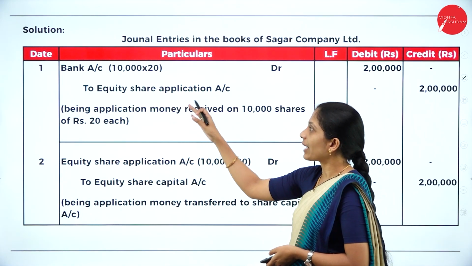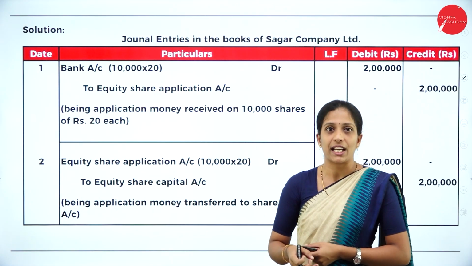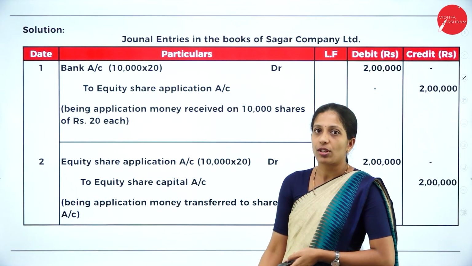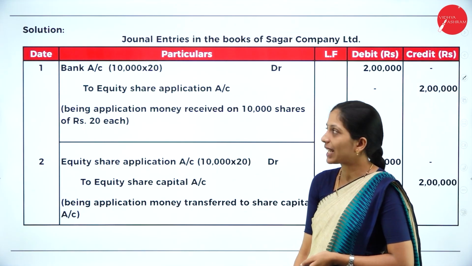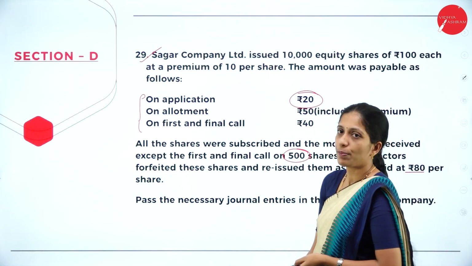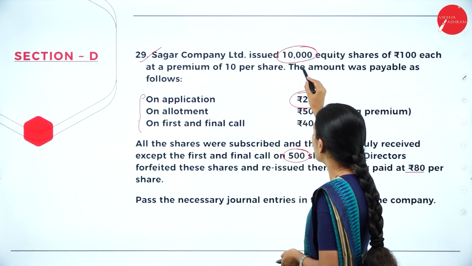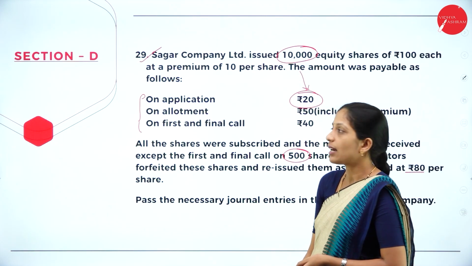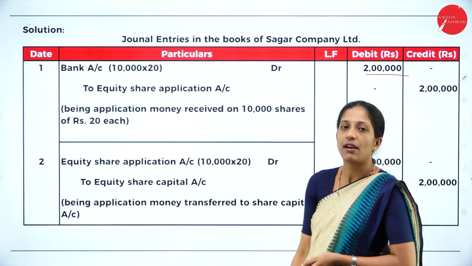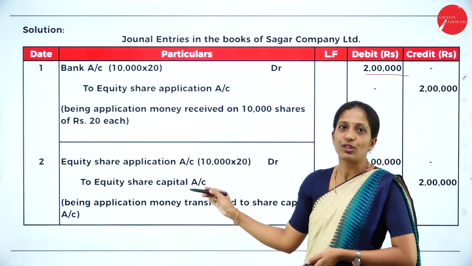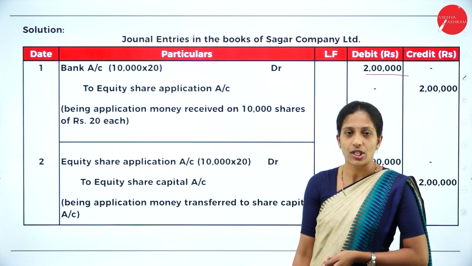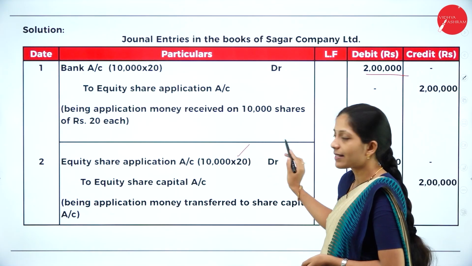So under application, bank account debit to equity share application account, that is receiving of application money. Next is transfer of application money. So how do you write the amount here? 10,000 into 20 rupees. Number of shares is 10,000. Application money is 20 rupees. 10,000 into 20, that is 2 lakh. Narration being application money received on 10,000 shares. So you can go through the solution here. Next is transfer entry. Equity share application account debit to equity share capital account. You will write the same amount.